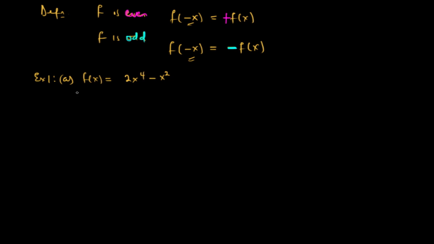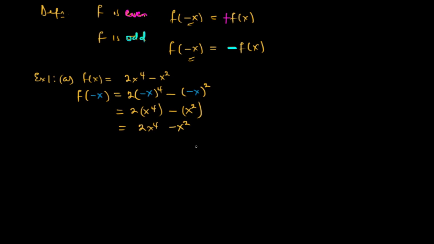So this is f of x, so I'm going to punch in f of negative x. This is going to give me 2 into negative x raised to the power 4 minus, then x is replaced with negative x all squared. And this gives me 2, then negative x to the power 4 is the same thing as x to the power 4, then minus negative x to the power 2 is x squared. And then this gives you 2x to the power 4 minus x squared.